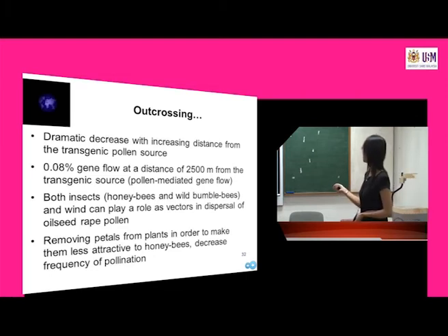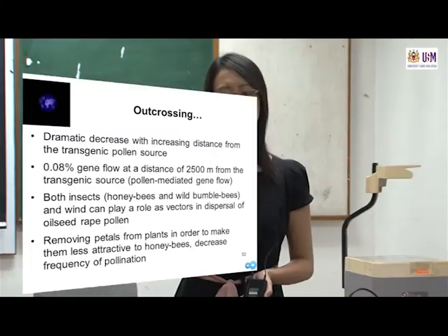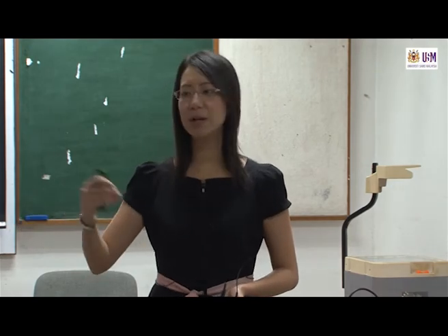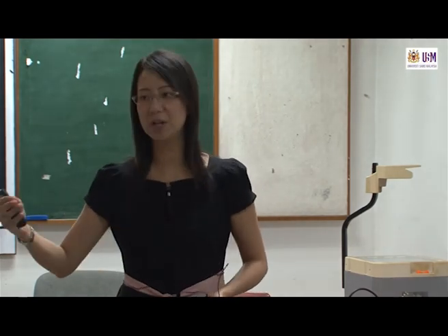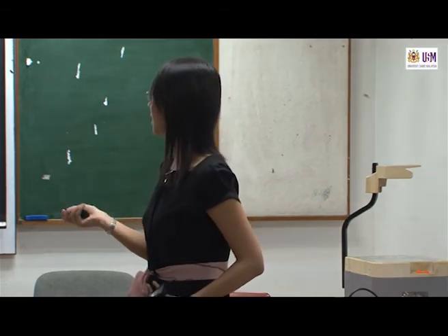Now this is because of pollen-mediated gene transfer. All these insects, especially bees, are very attracted to the pollen and all that, and they transfer the pollen somewhere else. During transfer, they can also transfer some of the transgene along. So insects and wind were found to be responsible for this.